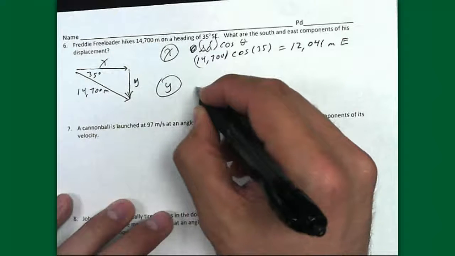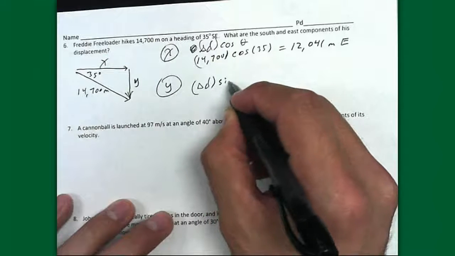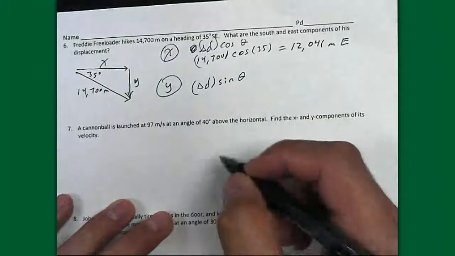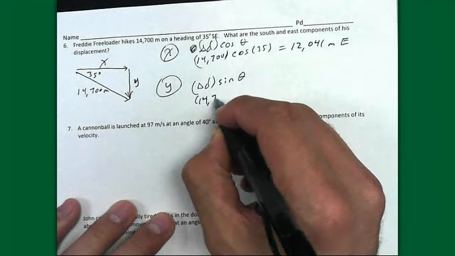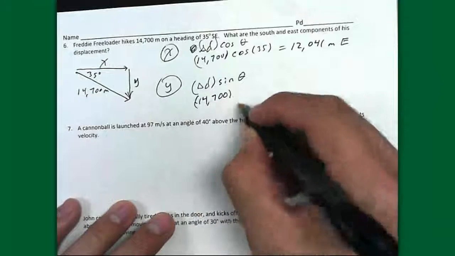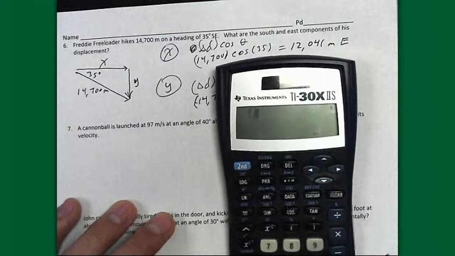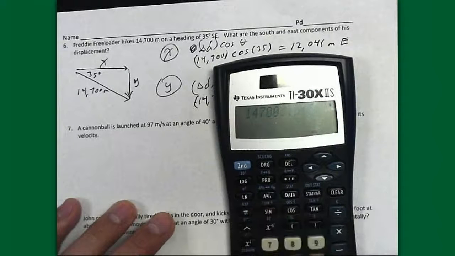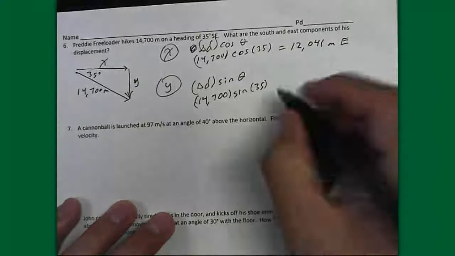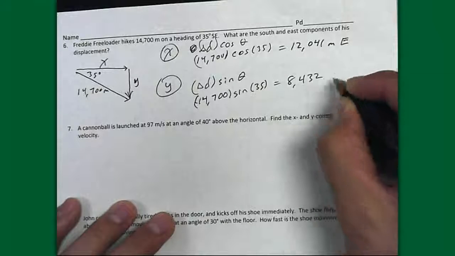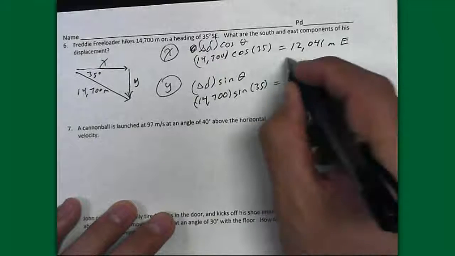To find the y component, remember the y is whatever the hypotenuse is, in this case delta d, displacement, times sine theta. Delta d is 14,700. That's our hypotenuse of the triangle. Sine of 35. So 14,700 sine 35 gives us 8,432. Meters is the units. Direction is south. To the south. That's our x and y component.